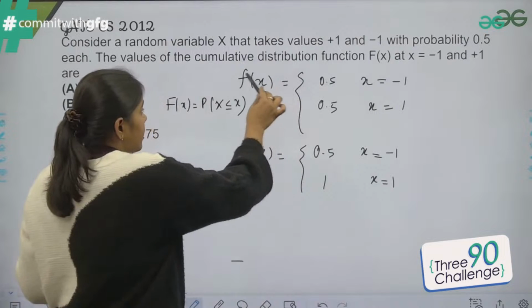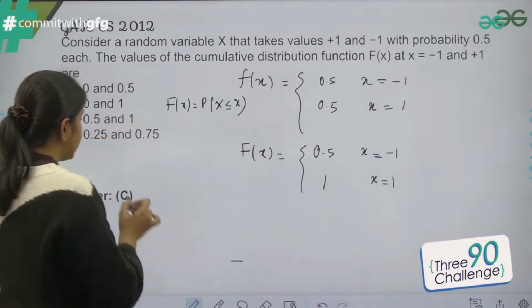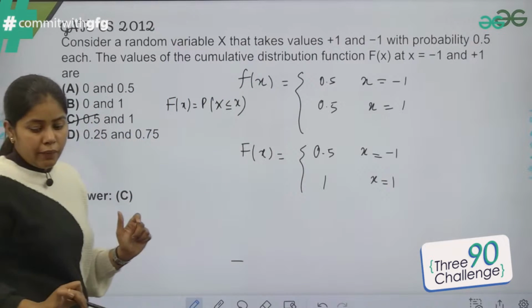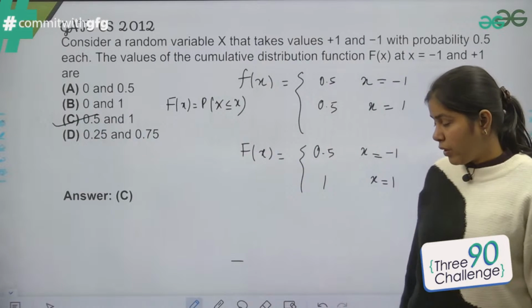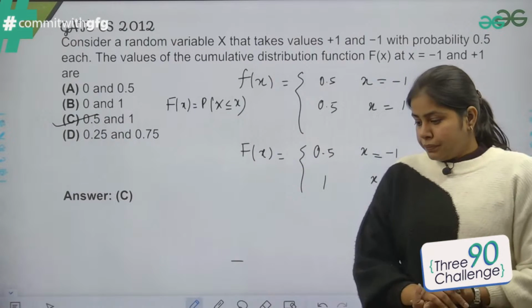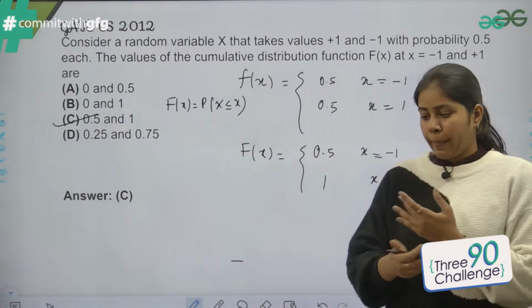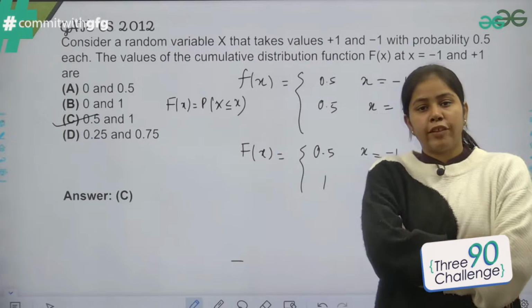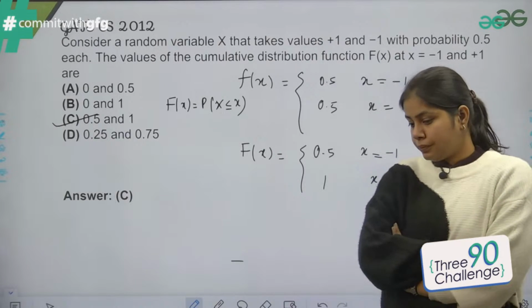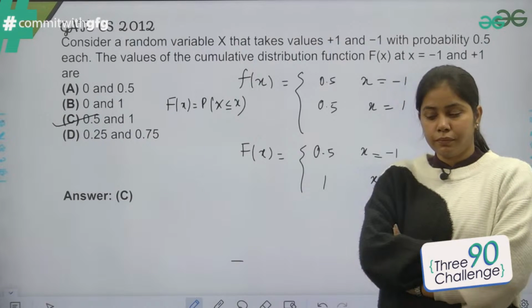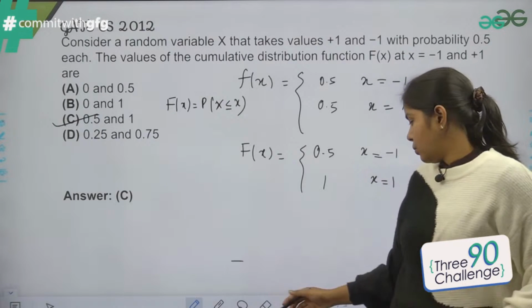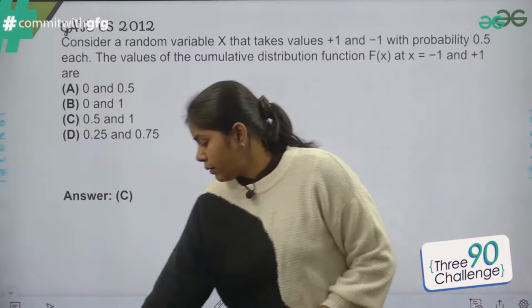So they are asking for the values. I can see that 0.5 and 1 are the values which I get in the cumulative function. I hope everyone gets it. Let me know, guys, if there is any question on this. Okay, so let's solve another question.